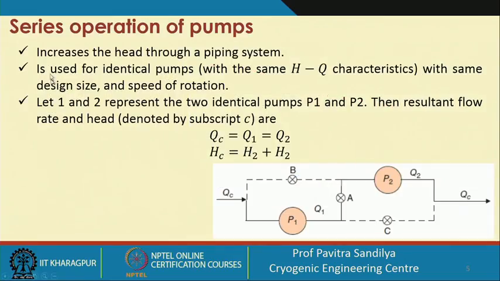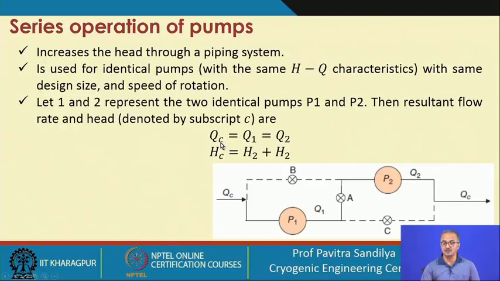Now, here we have the series operation of the pumps. Let us first see how these two pumps are arranged. This is the total flow rate which is coming, and this total flow rate goes fully into pump 1, and then it goes to pump 2 before coming out. So, what we find is that, unlike in the case of parallel connection, each of the pumps is able to handle the total flow rate.